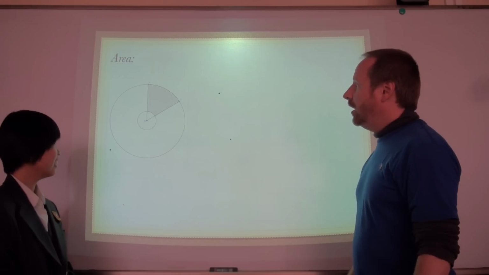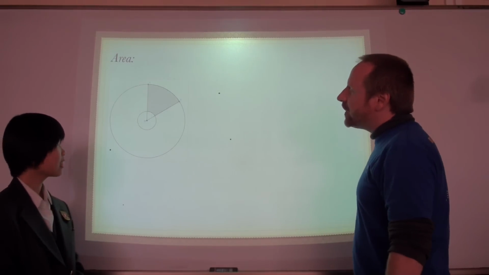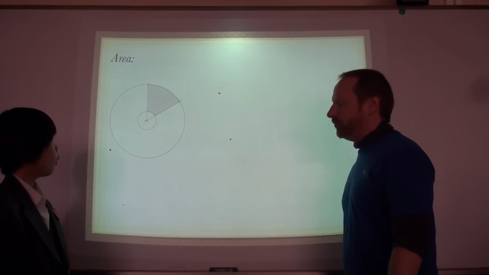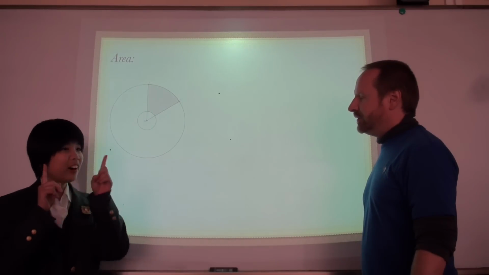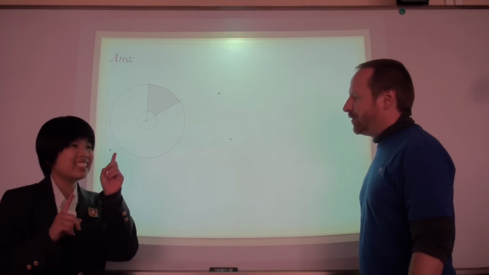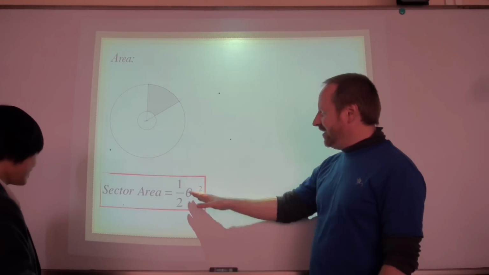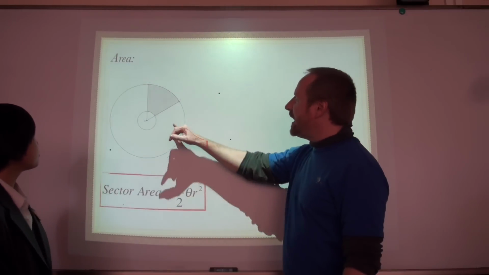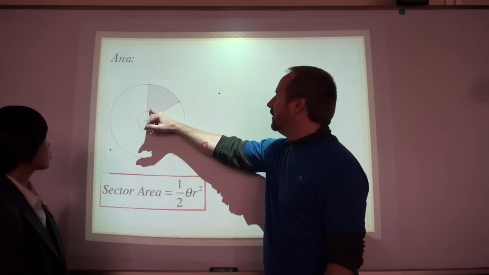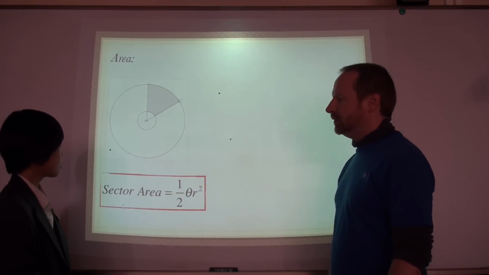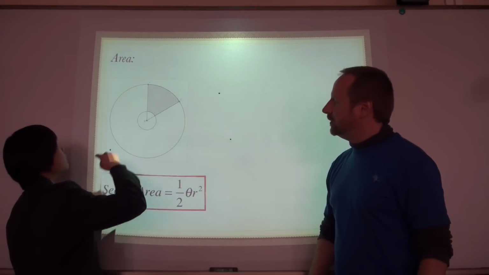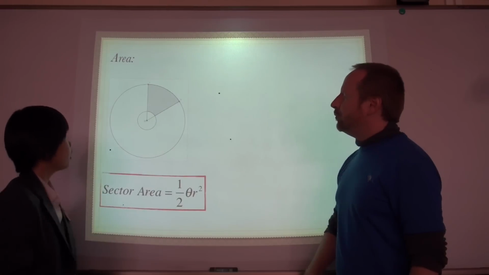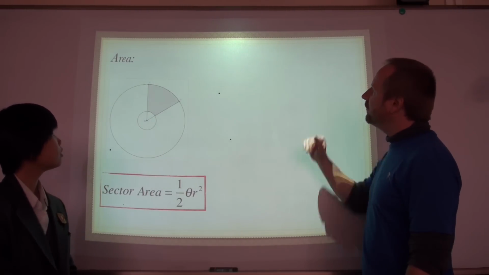Okay, Risa, let's now look at the area. In order to find the area of this region, what formula are we going to need to use? Oh, I know. It's 1/2 theta r squared. Very good. This is the sector area formula, right? Now, how are we going to find this area using this formula? We have to find this one and then subtract this smaller one. Perfect.